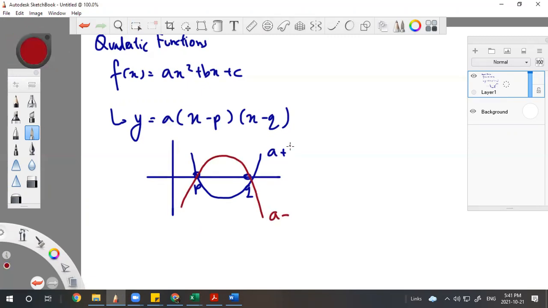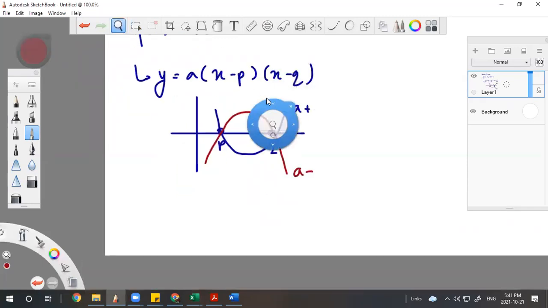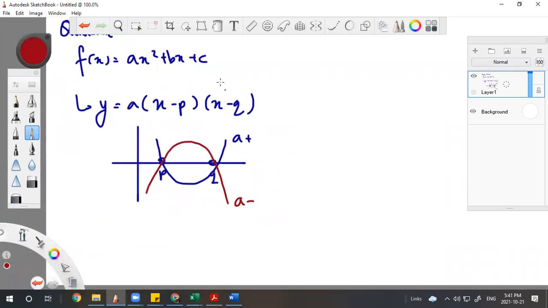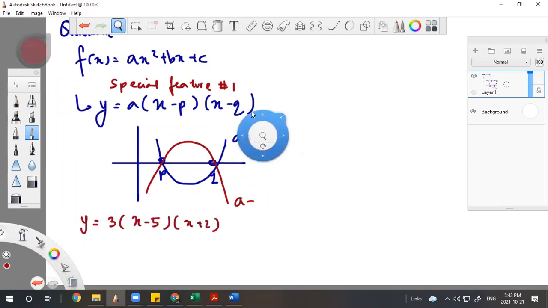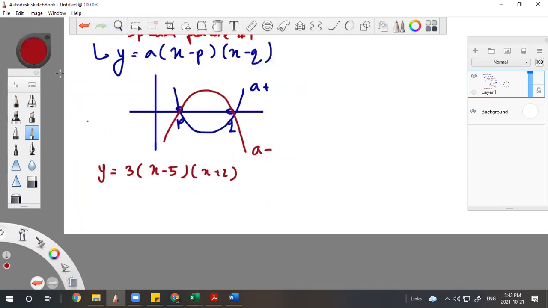Okay. For example, if I have this, sketch the graph with these features. So this is the special feature number one. For example, y equals 3, x minus 5, and x plus 2. How to do this? Again, draw the graph, or I mean the Cartesian plane. And this is 5, right? Zero maker is 5, and this is -2.